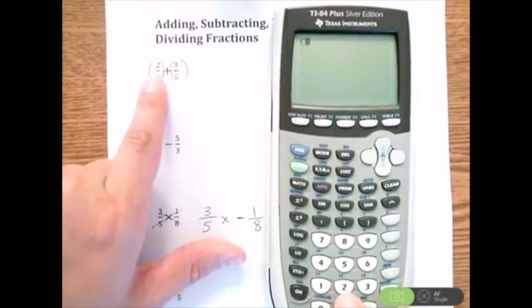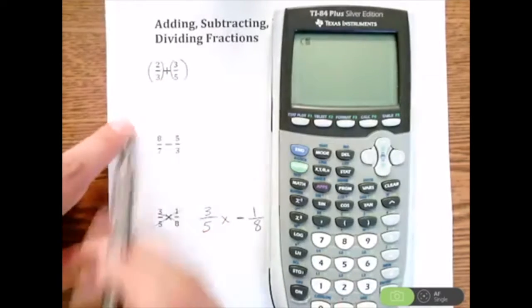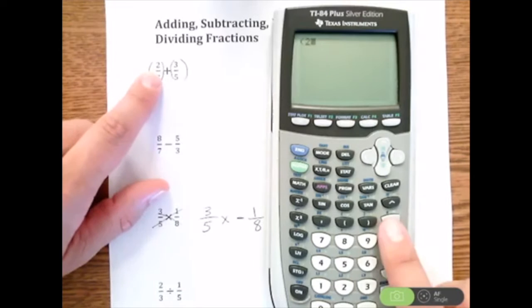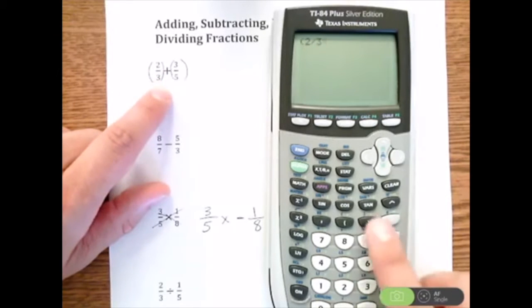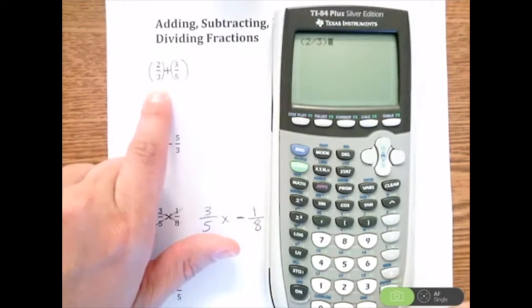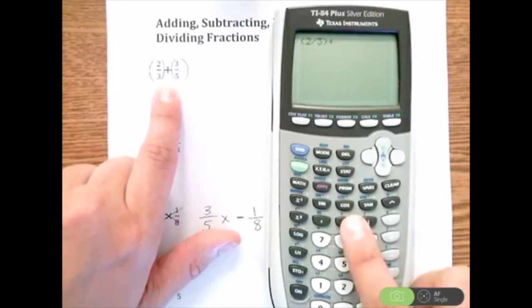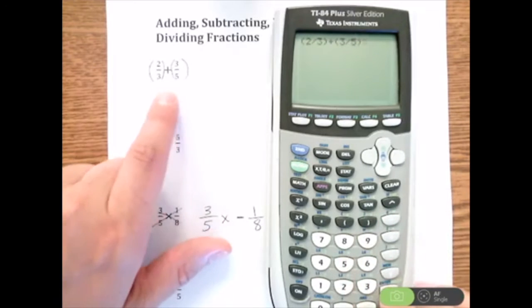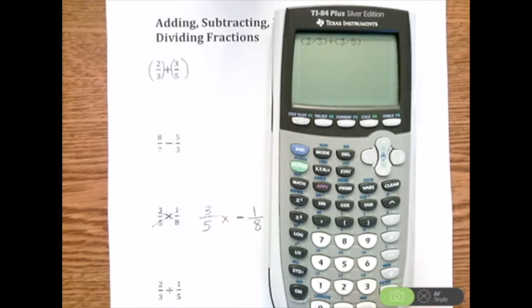To do a fraction like this, the 2 over 3, you use division on the calculator. So 2, division sign, 3, parentheses. This is the same as that fraction right there, 2/3. I need a plus sign, and then parentheses, 3 divided by 5. And when I hit enter here, I'm going to get a decimal.